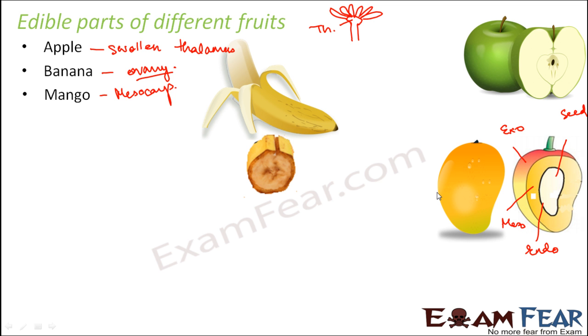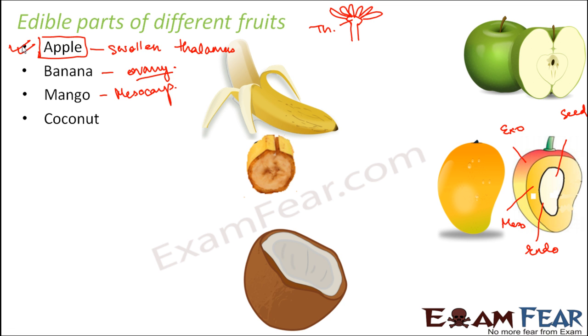Now please do not get confused with apple, because you might be wondering that in mango, if these are exo, endo and mesocarp, in apple also it should be the same. But apple is an exception. Why it is an exception, we will get to know. Because apple is not a true fruit, it is a false fruit. We will see how.